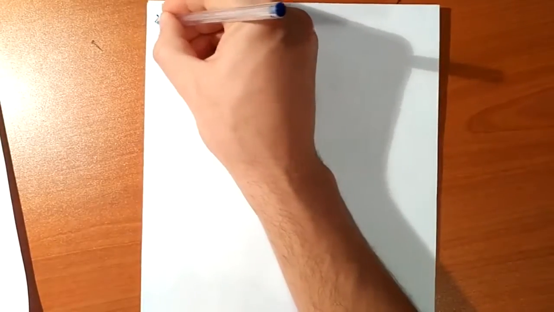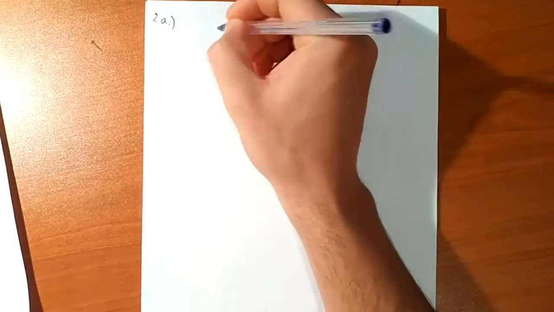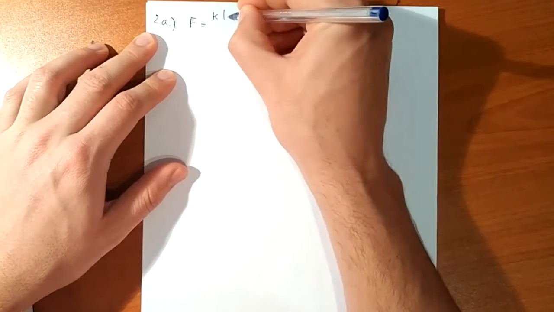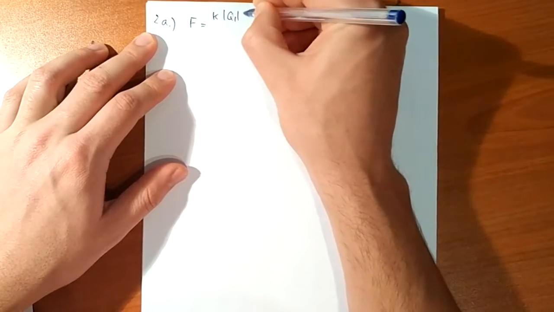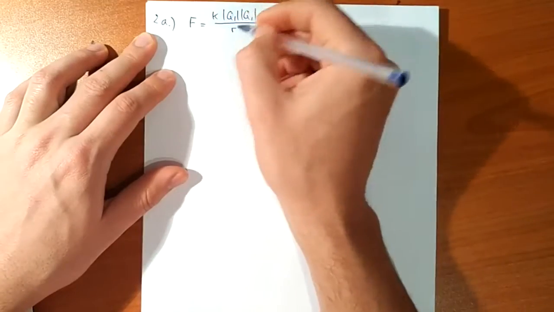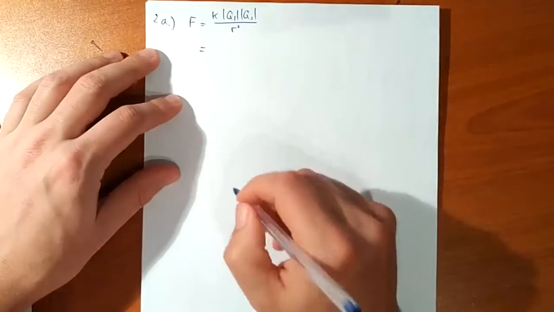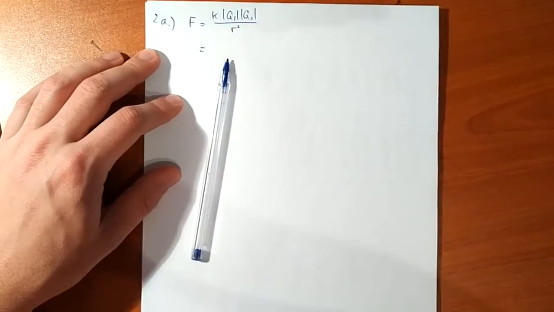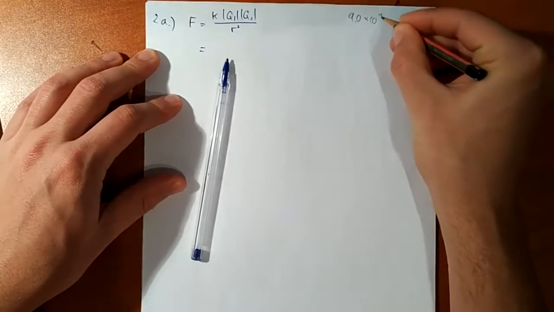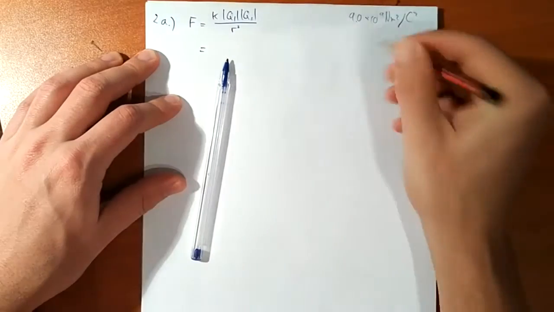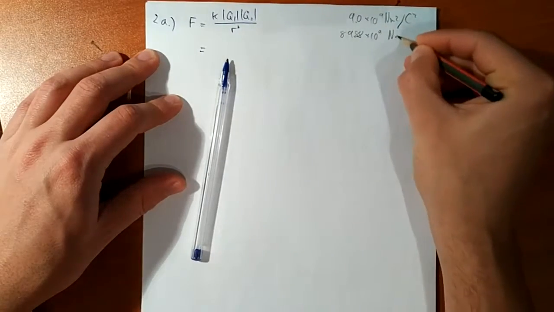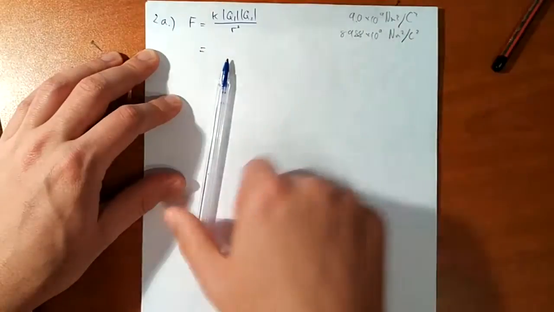Okay, so for 2a, this is just the electric force. So K times the absolute value of the charge on the one times the absolute value of the charge on the other, over the distance between them squared. Okay, now which value for K am I going to use? Well, sometimes we use this one and sometimes we use this one. Which one to use? In this example, it won't really make a big difference.